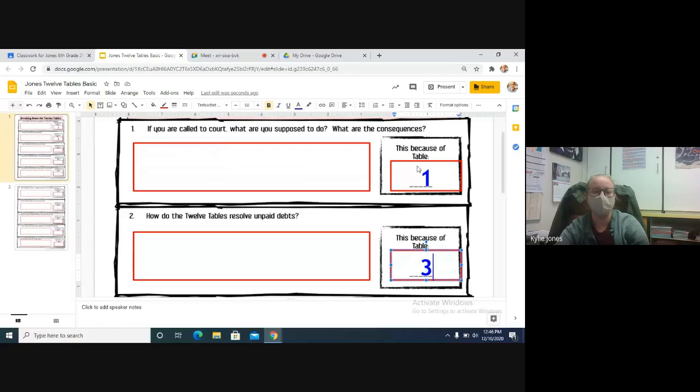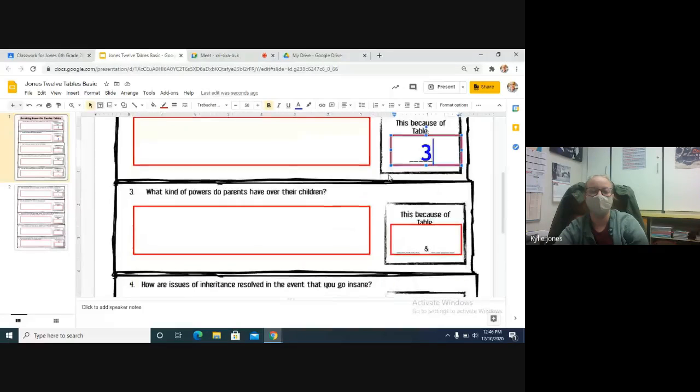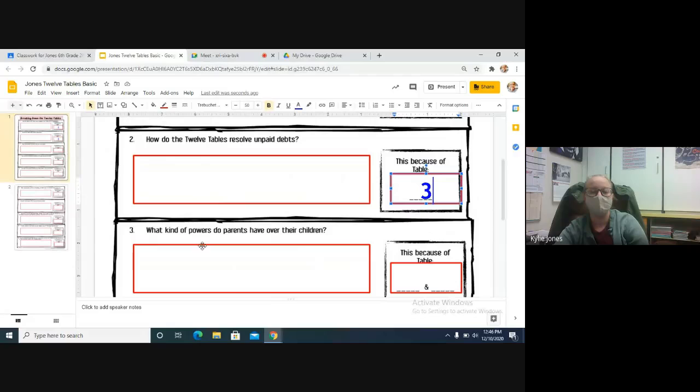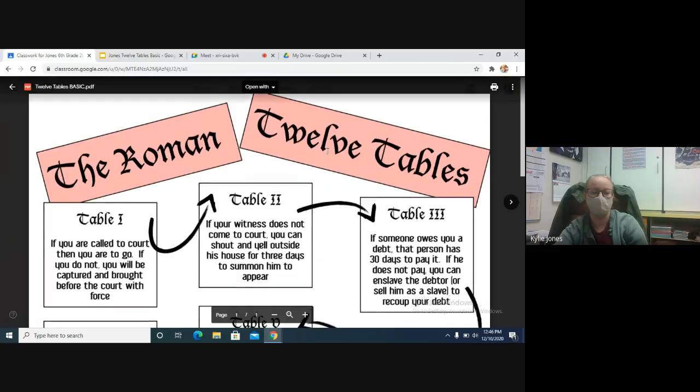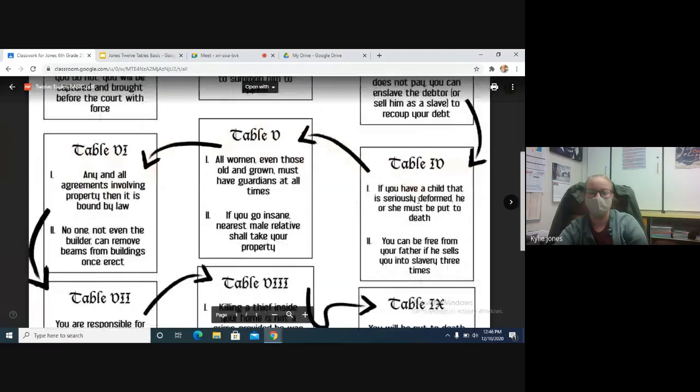So number 1, you need to use the rules for table number 1 to help you answer the question. Number 2, you need to use the rules for table number 3. Let's scroll down and see. Number 3 says, what kind of powers do parents have over their children? And this is because of 2 tables. So we need to answer 2. 4 and 6, that's what you guys think? Number 4 talks about some stuff about children. 6 doesn't talk about children.